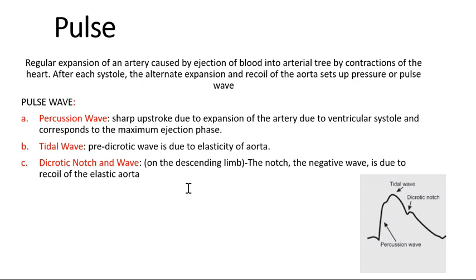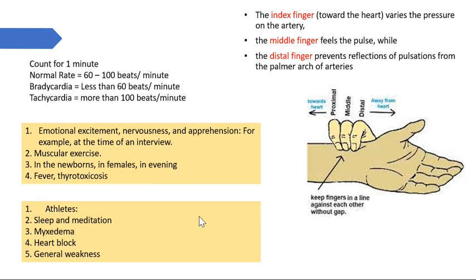And the dicrotic notch and wave on the descending limb. The notch, as you can see, this is the notch, and then there is a backward flow, as you can see in the positive deflection. So the negative wave is due to recoil of the aorta. Because of that recoil, there is again a forward flow. So this is pulse and the pulse wave.